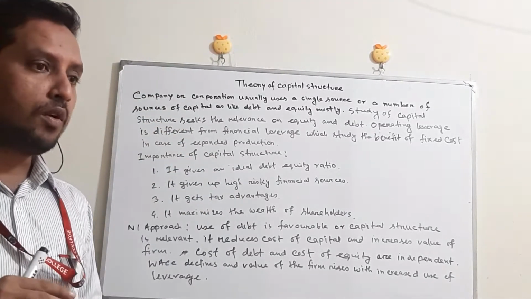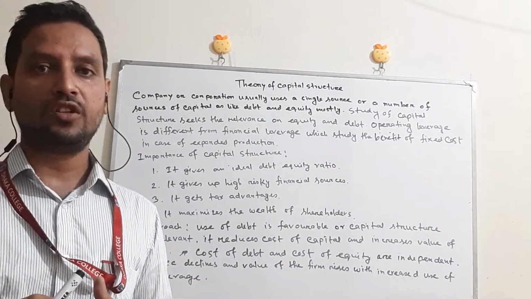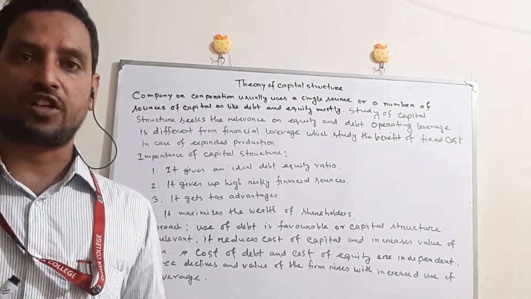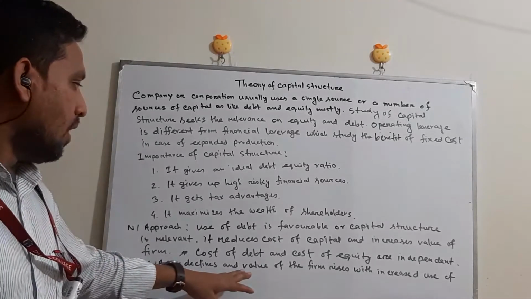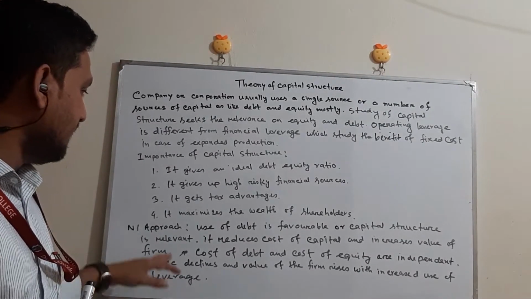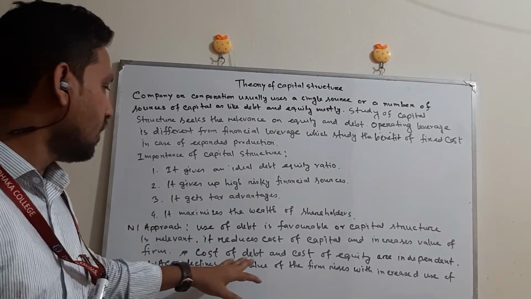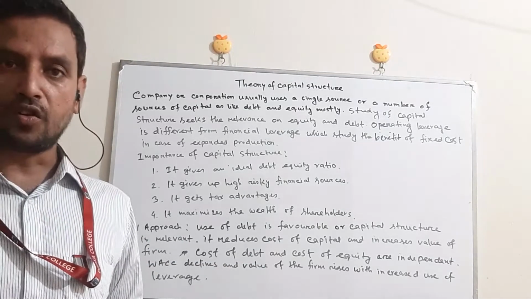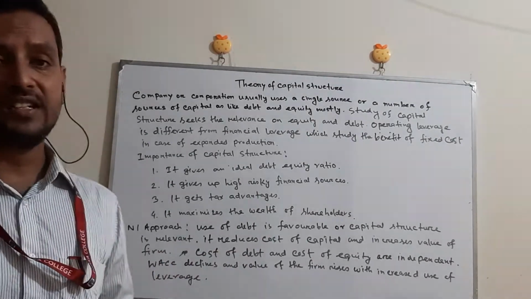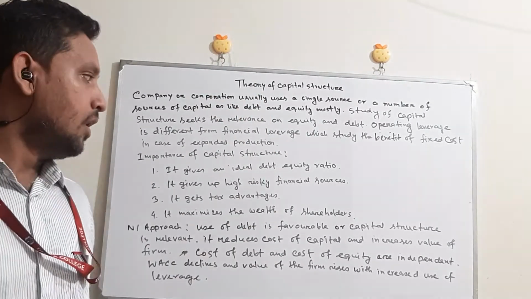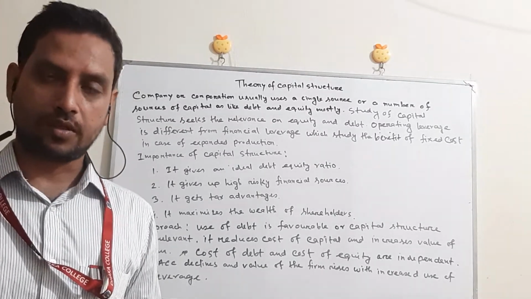We already saw this in the previous chapter, the contribution of financial leverage and capital structure; we already learned it in that chapter. So I want to say that in the NI approach, cost of debt and cost of equity are totally constant or independent, and the weighted average cost of capital declines and increases the value of the firm when the use of leverage increases.